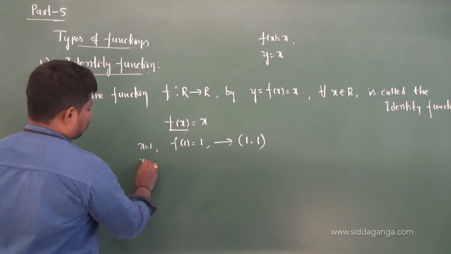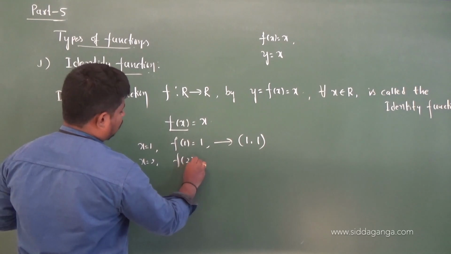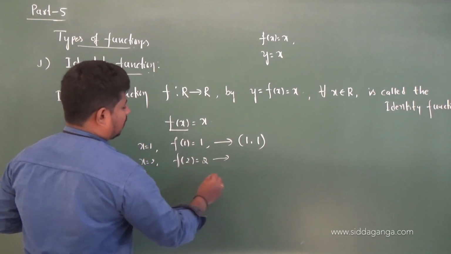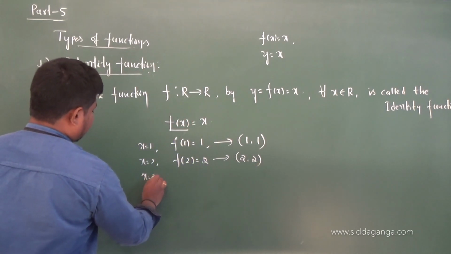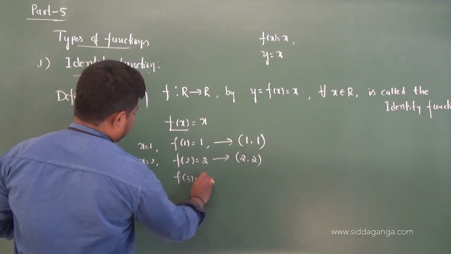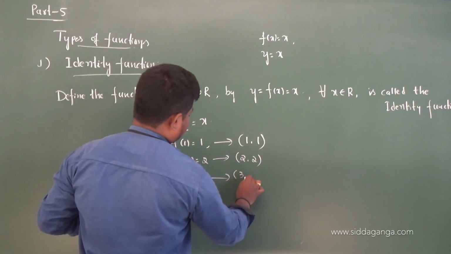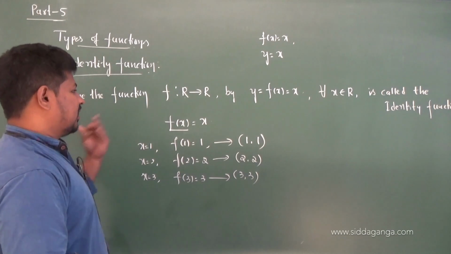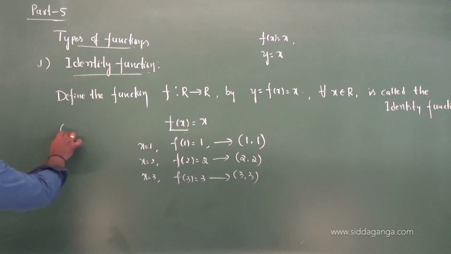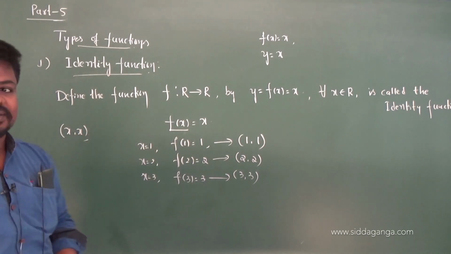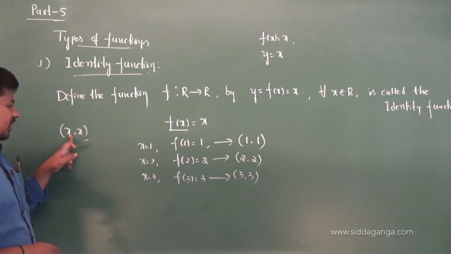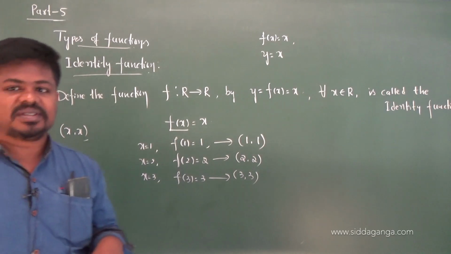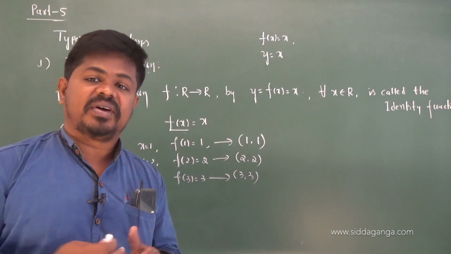Here when x is 2, f of 2 is 2, so the corresponding ordered pair becomes (2, 2). And when x is 3, f of 3 is also 3. The corresponding ordered pair becomes (3, 3). In general this function contains ordered pairs (x, x), where x belongs to the first set and the second x belongs to the second set. Hope you got it, students. This is what we call the identity function.